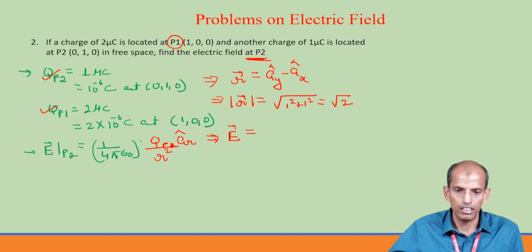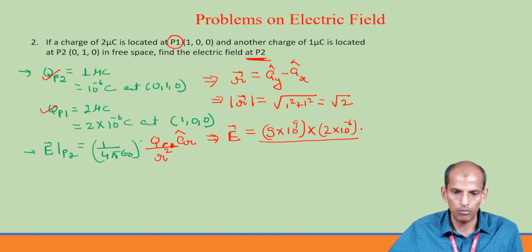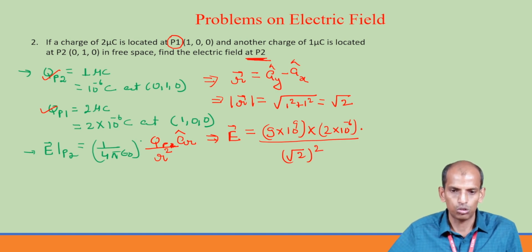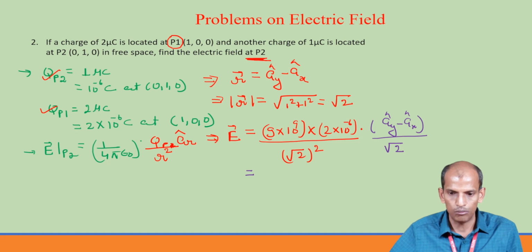For the electric field, K is 9 into 10 to the power 9. Not a problem. Regarding Q, I have already discussed how you can find the Q. That's very simple: 2 into 10 to the power minus 6. Then you can plug in here, divided by R square. The mod of R is root 2, so mod of R square will become root 2 square. And here you can plug in the R hat also. R hat would be very easy to write: AY hat minus AX hat divided by root 2. It's very easy to compute this whole thing. I'm just writing the answer here itself in a very simple manner.